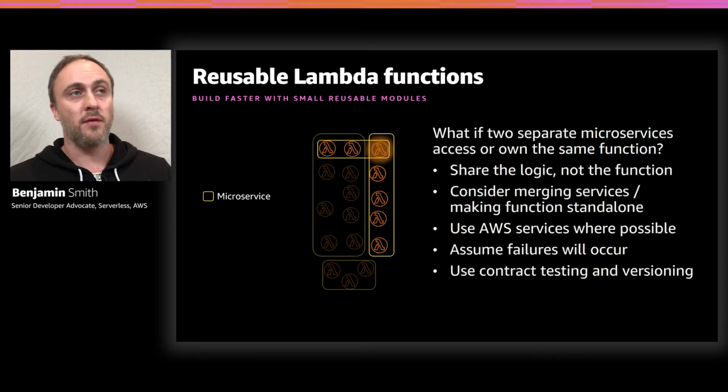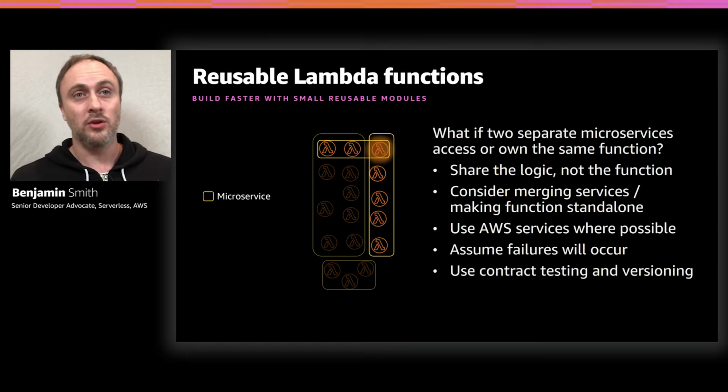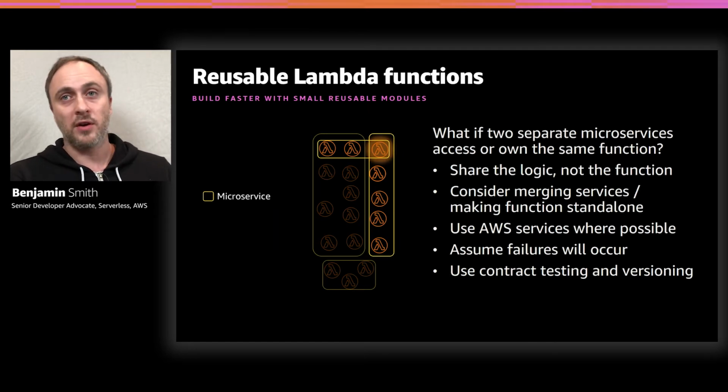And you can avoid that by following a couple of fairly simple rules. And the first is that you should aim to share the logic and not the function. So what I mean by this is that you might consider duplicating or cloning this function and using one version or one function for each microservice, or even merging the two microservices together so they're owned by one group.